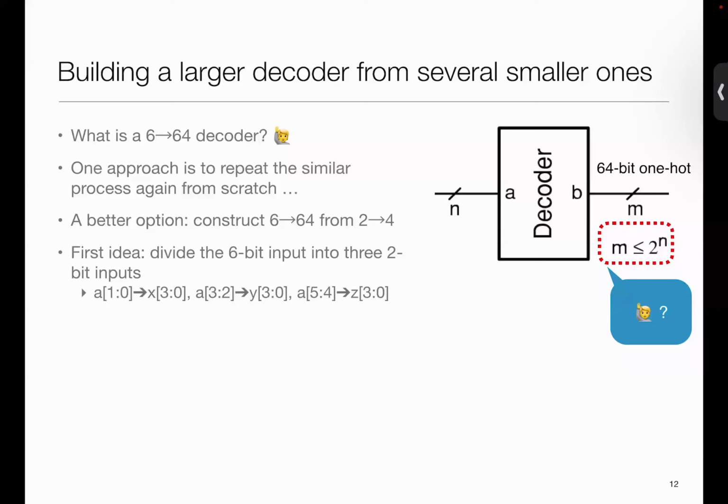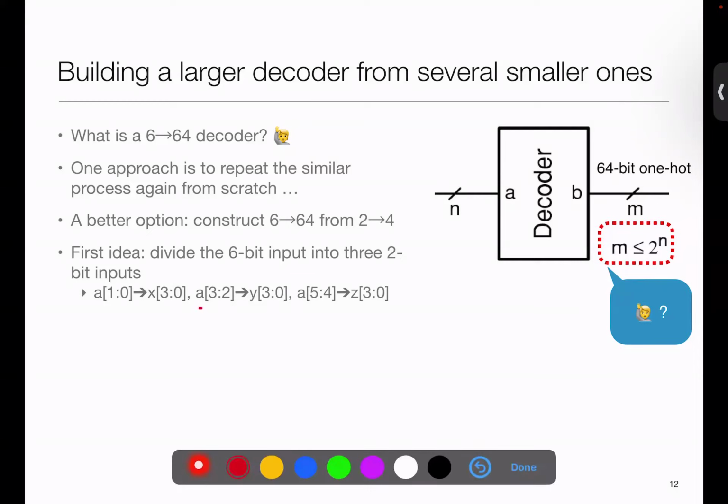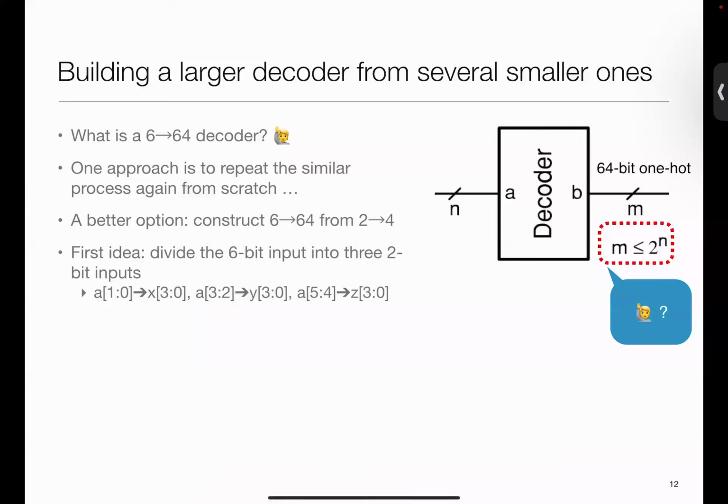The idea is that if I'm trying to design 6 to 64, I can think of my 6-bit input, A going from 0 to 5, in groups of 2. So A1:0, A3:2, and A5:4. This syntax A5:4 means A5 and A4 together, right? A3:2 means A3 and A2 concatenated, right? So imagine that I chop my input into groups of 2.